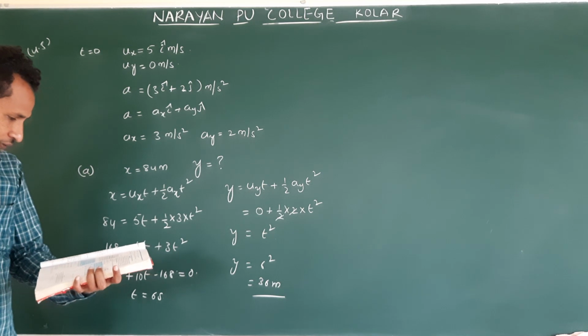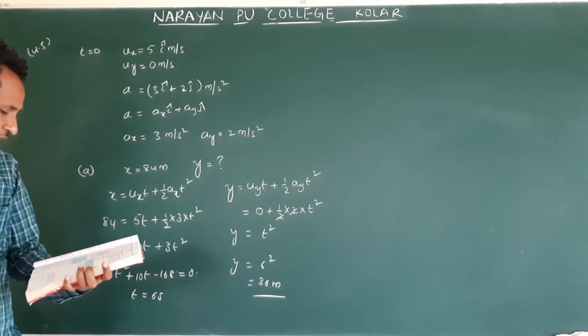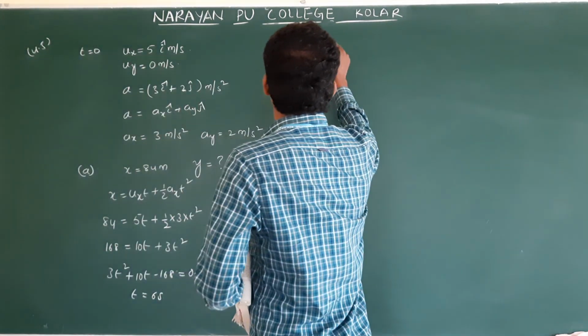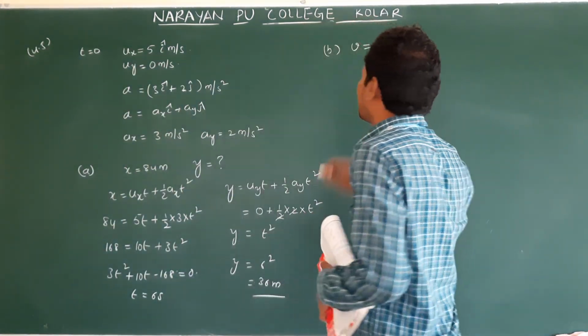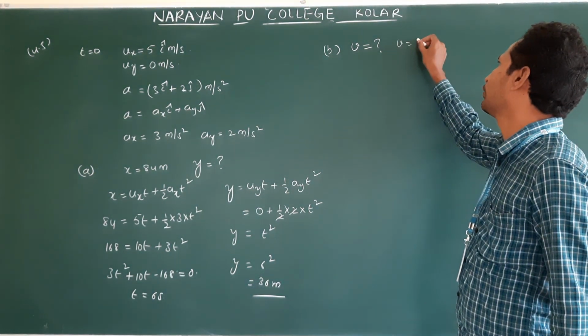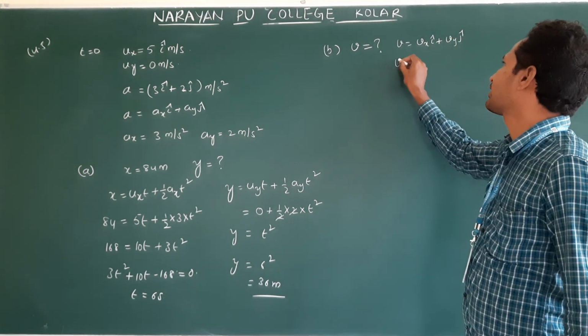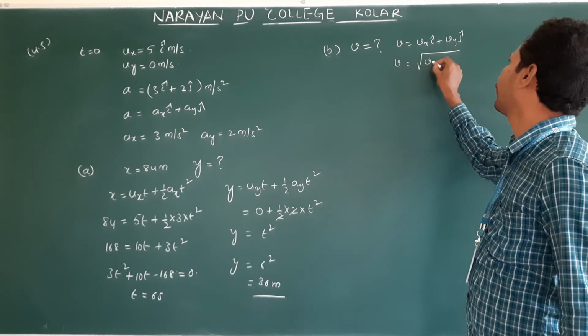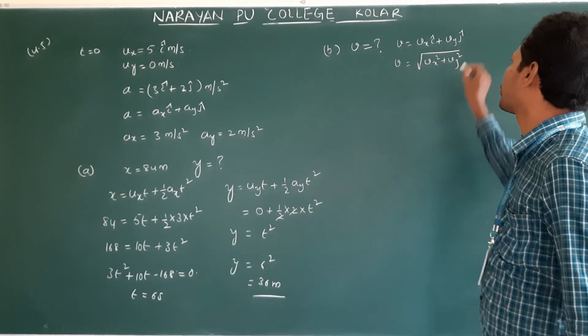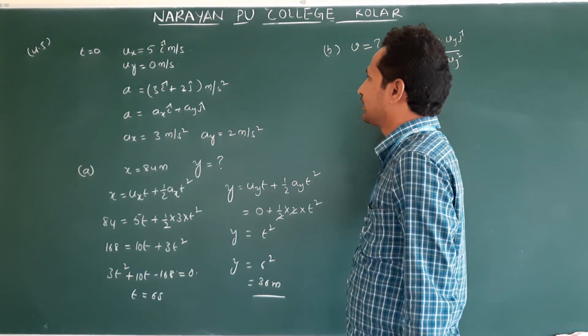Clear? Next, what did they ask? Part b: what is the speed of the particle at this time? They are asking for the final velocity. The body is moving in a plane, so how do we write the final velocity? V is equal to Vx i cap plus Vy j cap. They are asking for the magnitude. V is equal to under root of Vx square plus Vy square. Clear?